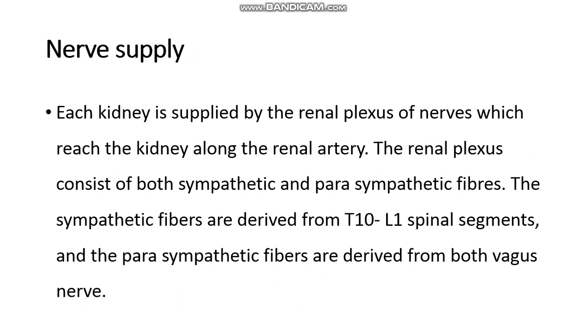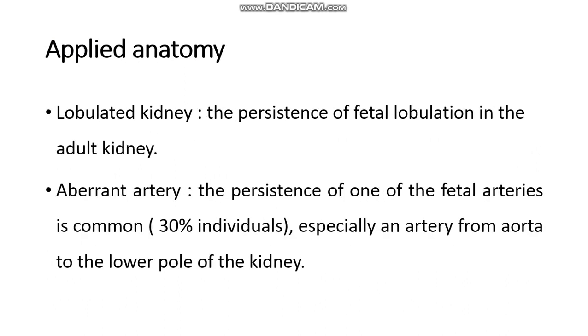The sympathetic fibers are derived from T10 to L1, that is the tenth thoracic to first lumbar spinal segments. And parasympathetic fibers are derived from the vagus nerve. So the nerve supply is by both sympathetic and parasympathetic fibers.